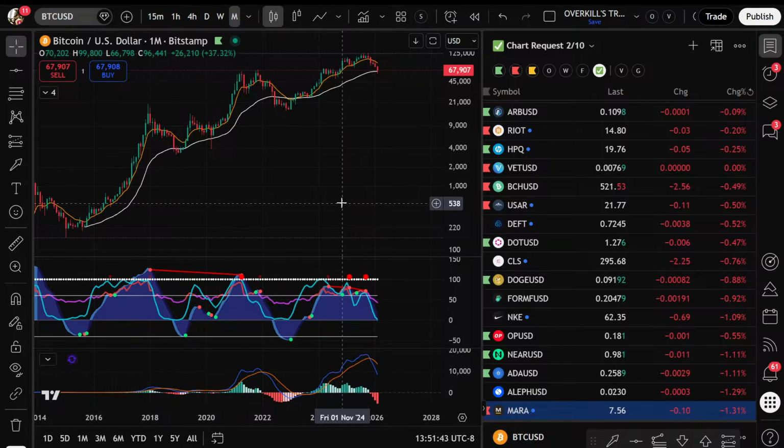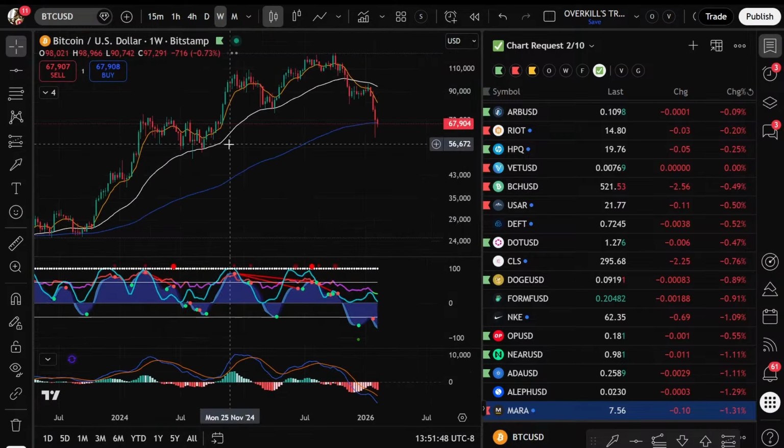And I think the bigger gains, the larger gains, are going to be made in altcoins. I wouldn't even be paying attention to Bitcoin.